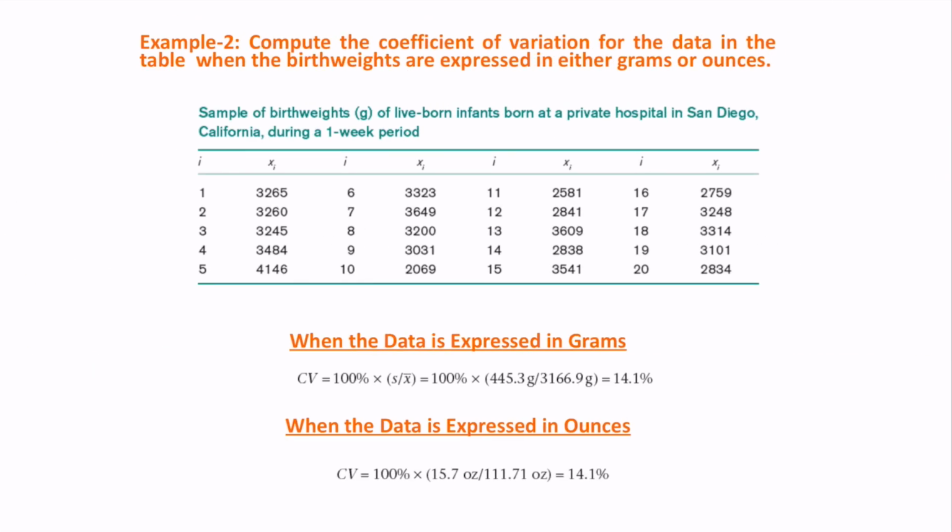Use the same principle here. For this data, it's already mentioned that the standard deviation is 445.3 grams and x bar is 3166.9 grams. Use that data and try to find the coefficient of variation for this data. So pause the video and solve the problem.